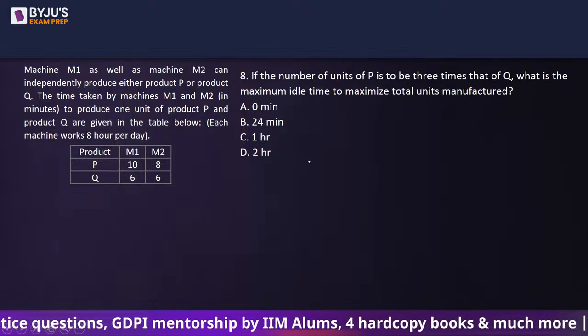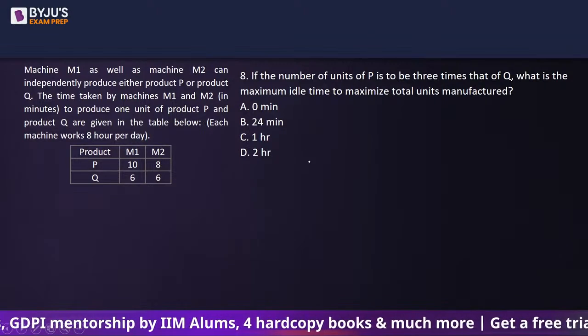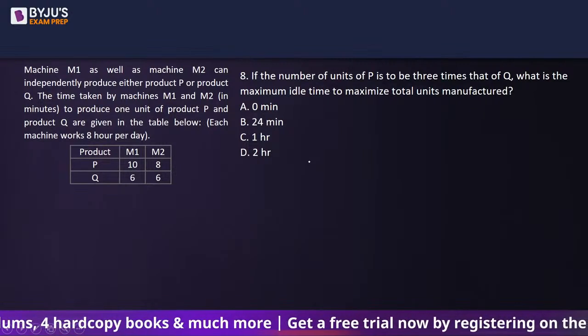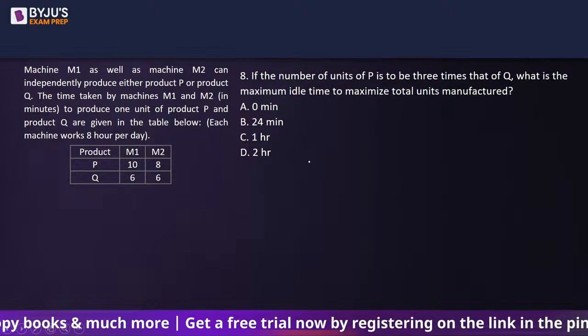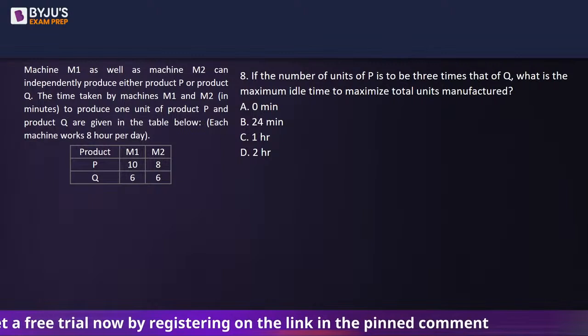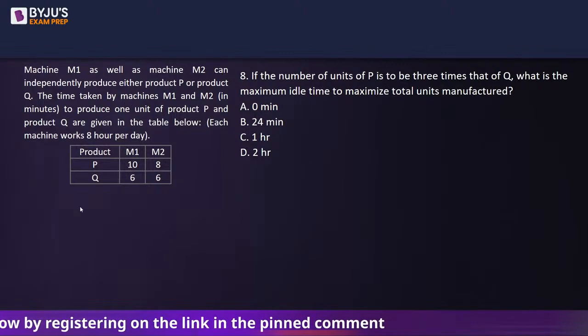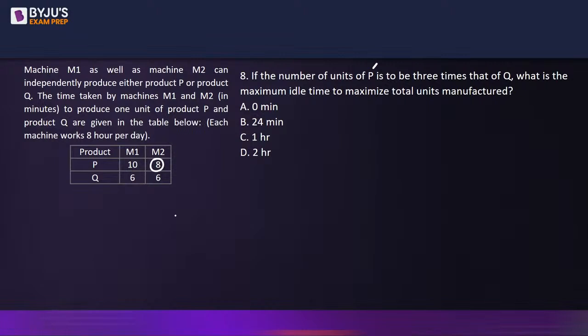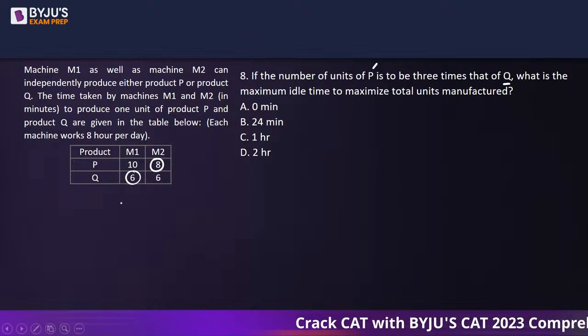If the number of units of P is to be 3 times that of Q, what is the maximum idle time to maximize total units manufactured? To maximize total units manufactured, what is the maximum idle time going to be? Now, since P has to be produced the most, we will make sure that M2 does it. And in the meantime, Q is going to be produced by M1, right?